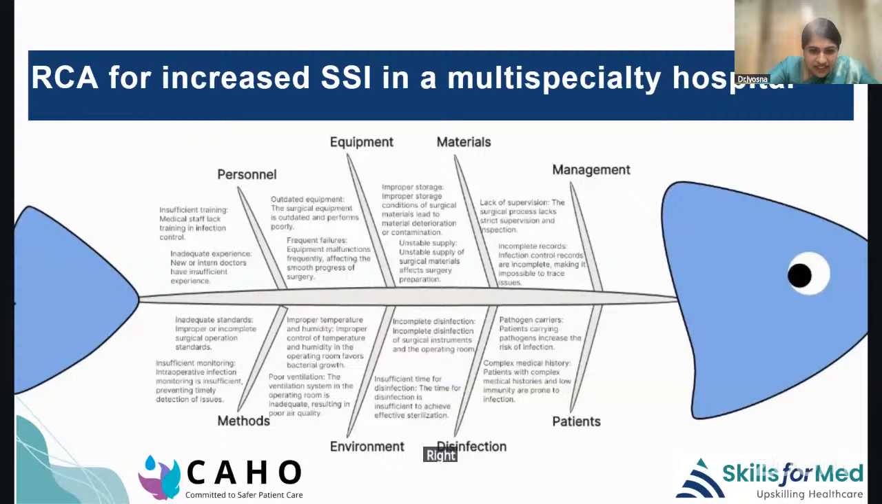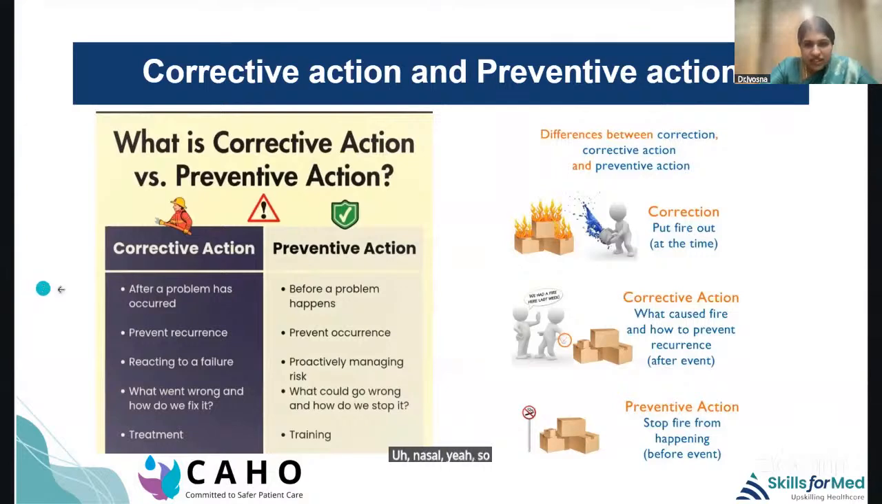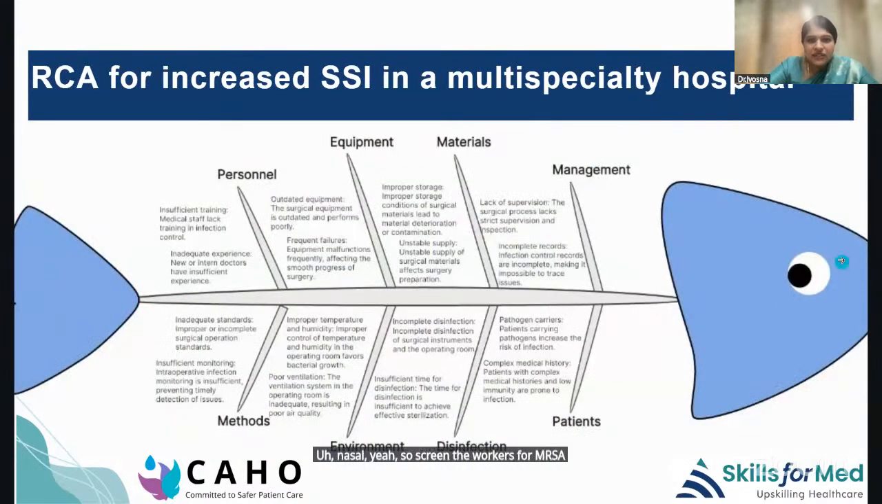Right? I can see a few questions in the chat box. Nasal, yes, so screen the workers for MRSA. Yes, definitely. What type of PPE should a healthcare provider wear for a patient visit, including during administration? See, mainly you have to wear gloves, and I would say a mask, nothing more than that. And that too, your 3-ply surgical mask, not N95.